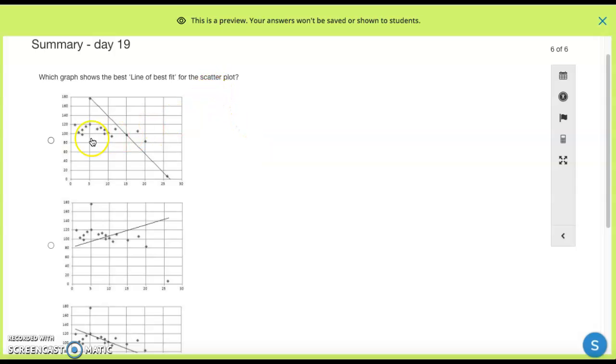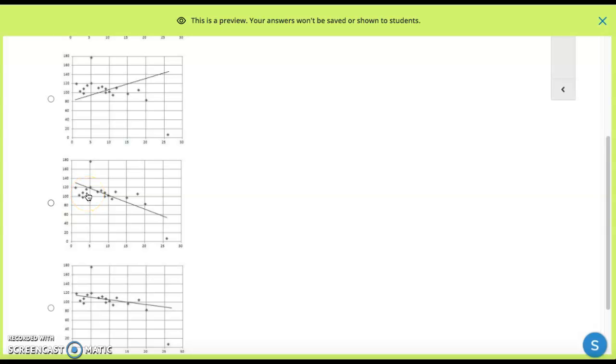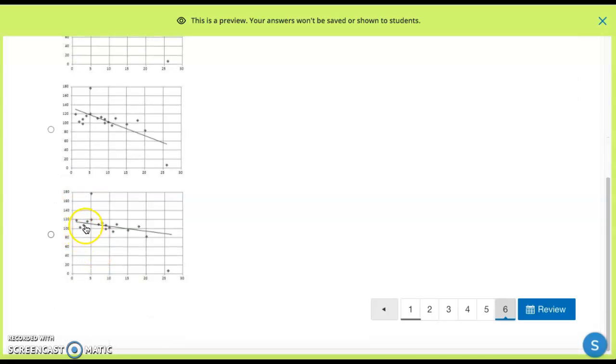Last one, which is the best line of best fit? All right, that doesn't look very good. This one, not too good either. What about this one? 2, 3, 4, 5, 6, 7. 1, 2, 3, 4, 5, 6, 7, 8, 9. Nah, how about this one? 1, 2, 3, 4, 5, 6, 7, 8. 1, 2, 3, 4, 5, 6, 7. I'm thinking it's this one right here. Yep, try to get equal on both sides.